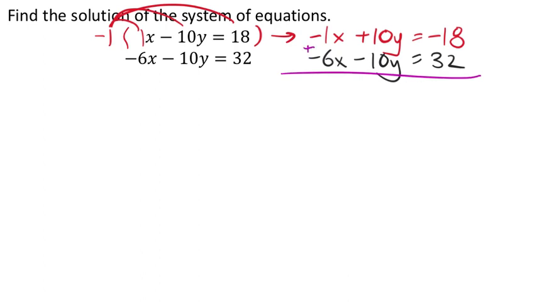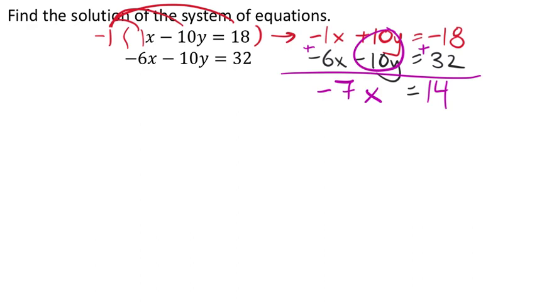So let's start with the x's. Negative 1x's minus 6x's would be negative 7x's. 10y's minus 10y's, it does actually zero out as planned. And then this would equal negative 18, also the plus 32. Negative 18 plus 32, which is 14.